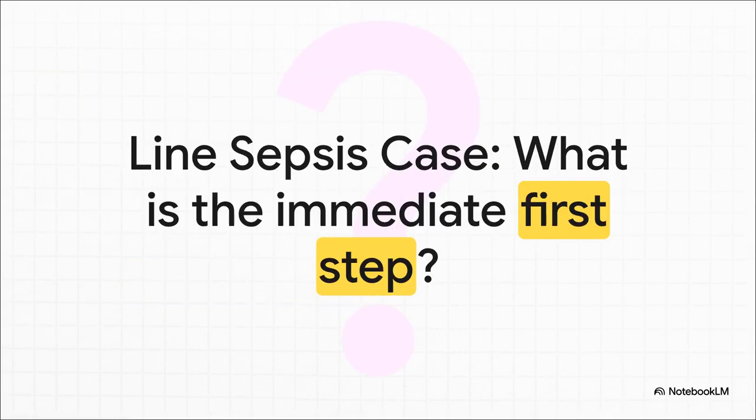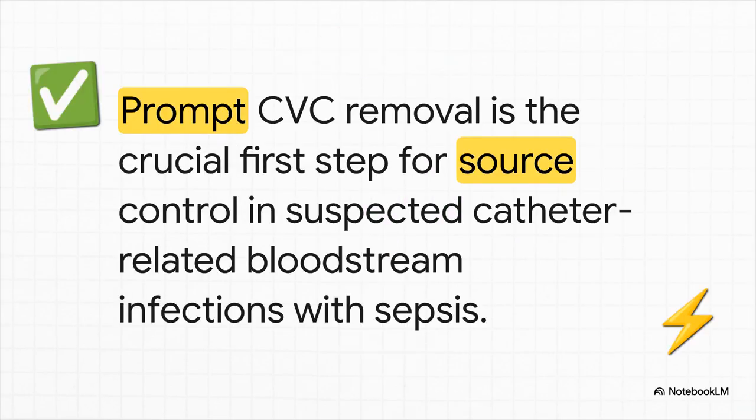Okay, case number 2. You've got a patient with a central line who is suddenly showing all the signs of sepsis. Blood cultures are pending. What is the single most important, most immediate action you take? Do you A, just start IV vancomycin? B, pull that CVC out immediately? C, order a stat CT of the chest? Or D, give some oral antibiotics and just wait and see? The answer, without a doubt, is B.